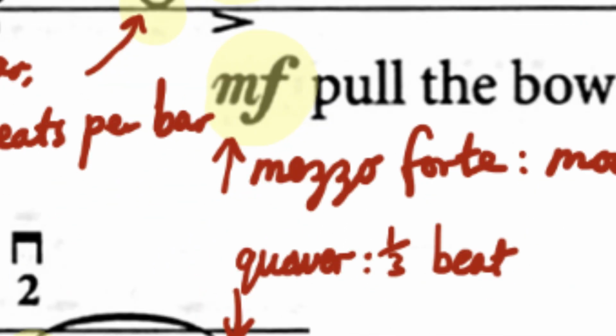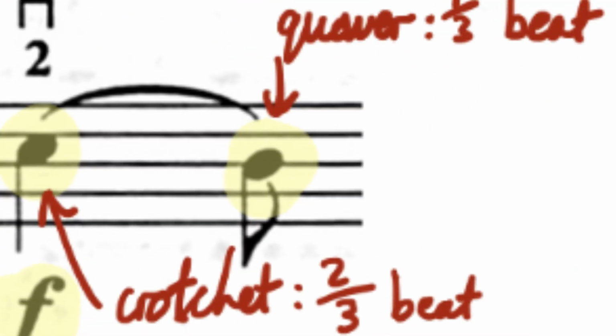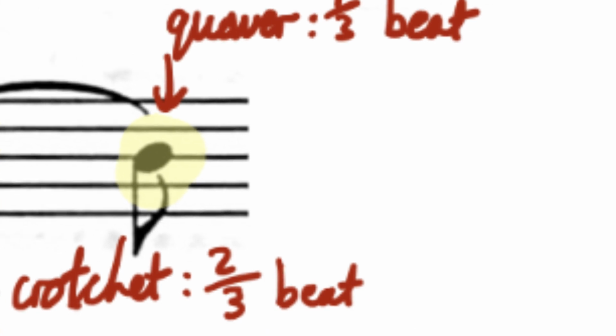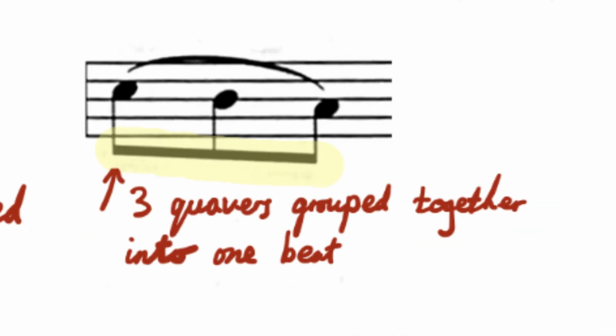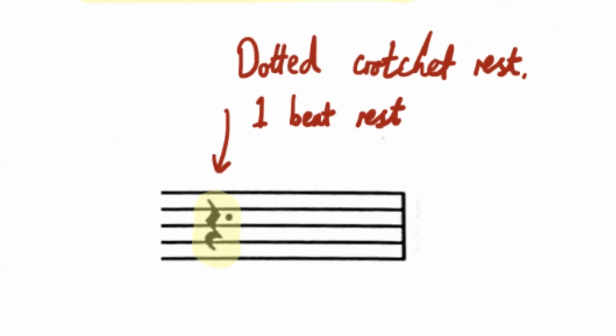When a quaver is by itself, it's written with a tail hanging off, like in bar 5. And when quavers are grouped together, they appear with a beam connecting them, like in bar 7. These quavers are grouped in threes, as each quaver represents 1/3 of a beat, and 3 together add up to 1 beat. This piece only uses one kind of rest, the dotted crotchet rest, which is a 1-beat rest.